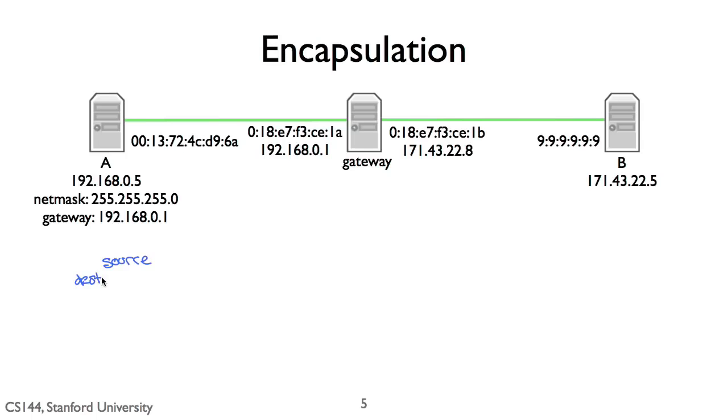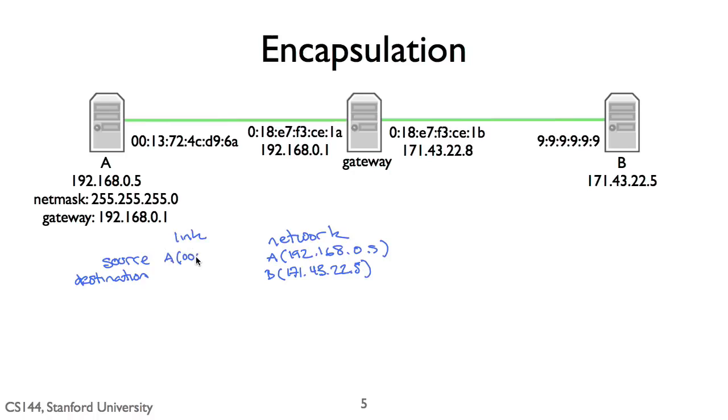So what does this mean in practice? Let's say node A on the left wants to send a packet to node B on the right. It's going to generate an IP packet with source address 192.168.0.5 and destination address 171.43.22.5. Node A checks whether the destination address is in the same network. The netmask tells it that the destination address is in a different network. This means node A needs to send the packet through the gateway, or 192.168.0.1.